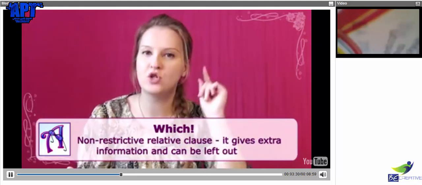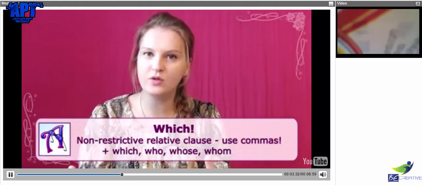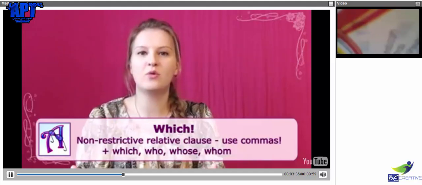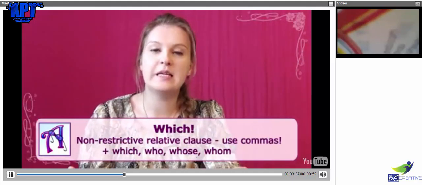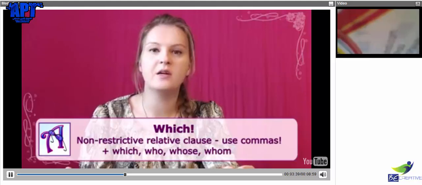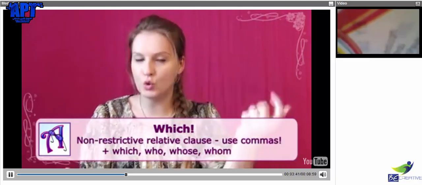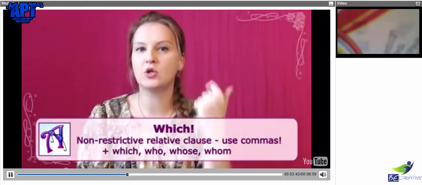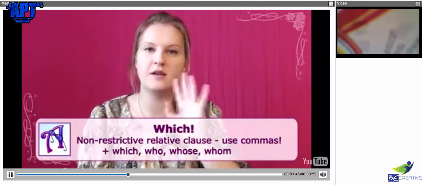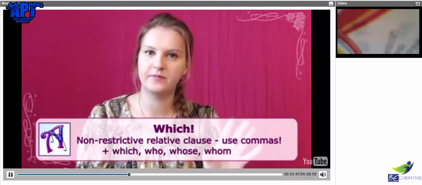In this case, we should use commas. We are supposed to use them. It's a more or less strict rule. In addition, we cannot use that. We use which, who, whose, and whom. No that. Never. Be careful here.